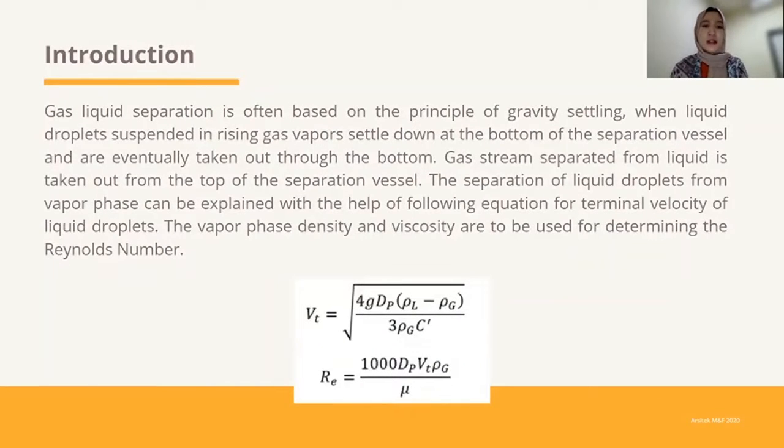Gas liquid separation is often based on the principle of gravity settling. Liquid droplets suspended in rising gas vapor settle down at the bottom of the separation vessel and are eventually taken out through the bottom. The gas stream separated from liquid is taken out from the top of the separation vessel. The separation of liquid droplets from the vapor phase can be explained with the help of the following equation for terminal velocity of liquid droplets, and the vapor phase density and viscosity are used for determining the Reynolds number. The equation for velocity and the Reynolds number can be seen on this slide.